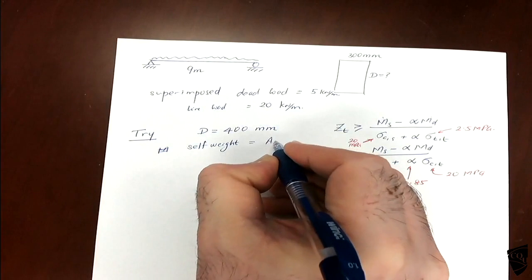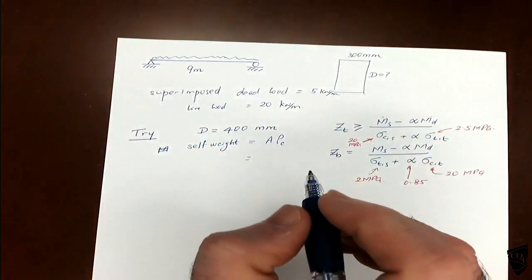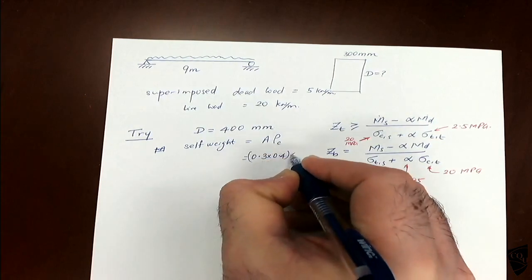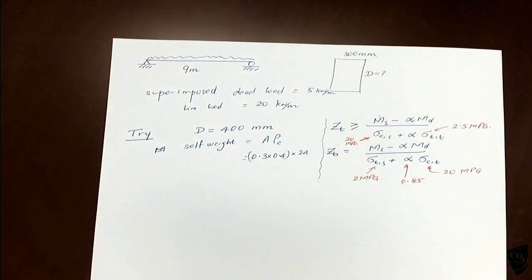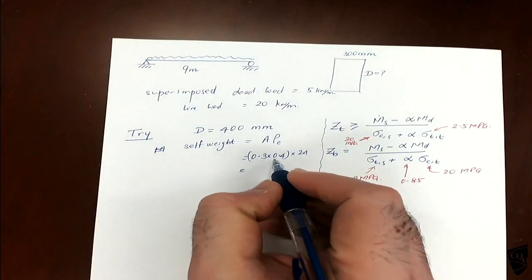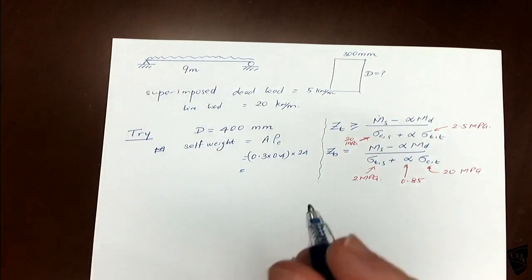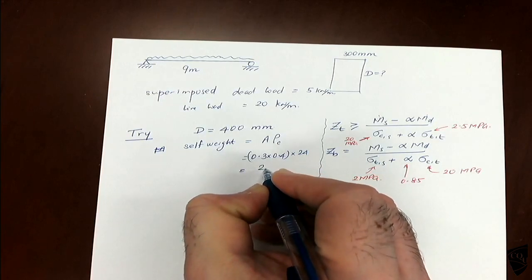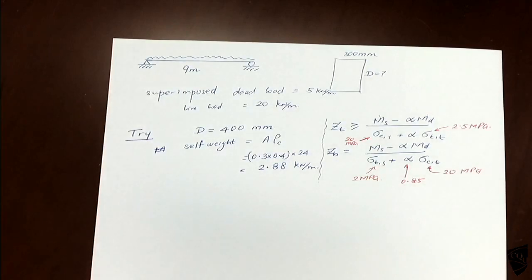Self weight is area times concrete unit weight. Area 300 and 400, so 0.3 times 0.4, so this is 0.12. 0.12 times 24 is 2.88. Okay, that is the self weight.